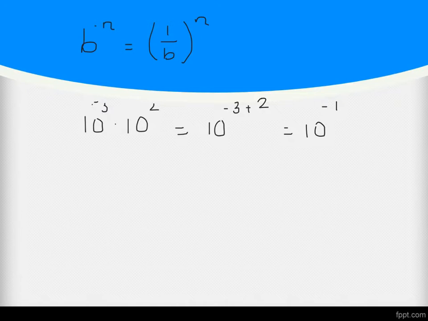So 10 to the negative 1 is the same as flipping 10, which is 1 over 10, and now it will be to the positive 1 power, which of course is equal to 1/10.